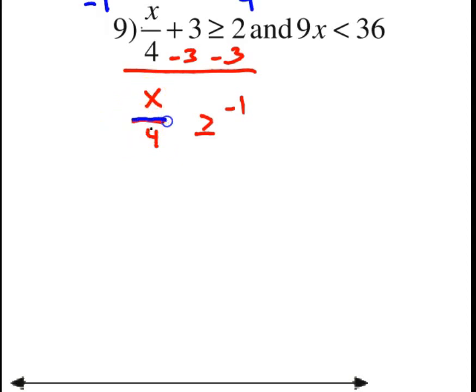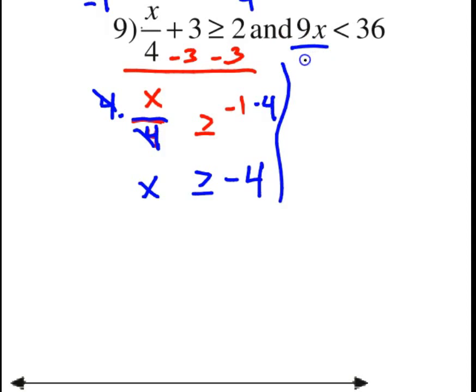So this is division, divided by 4, right? So we're going to multiply by 4 to undo it. So multiply both sides by 4. We get x is greater than or equal to -4, and that makes sense, because -4 divided by 4 is -1. And similar on the other side, divide both sides by 9, because this is multiplication. And 36 divided by 9 is positive 4.